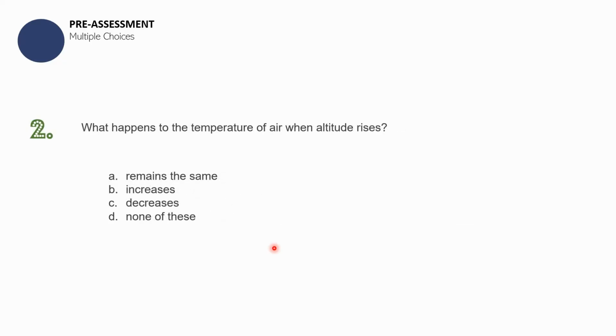Question number 2. What happens to the temperature of air when altitude rises? A, remains the same. B, increases. C, decreases. Or D, none of these.